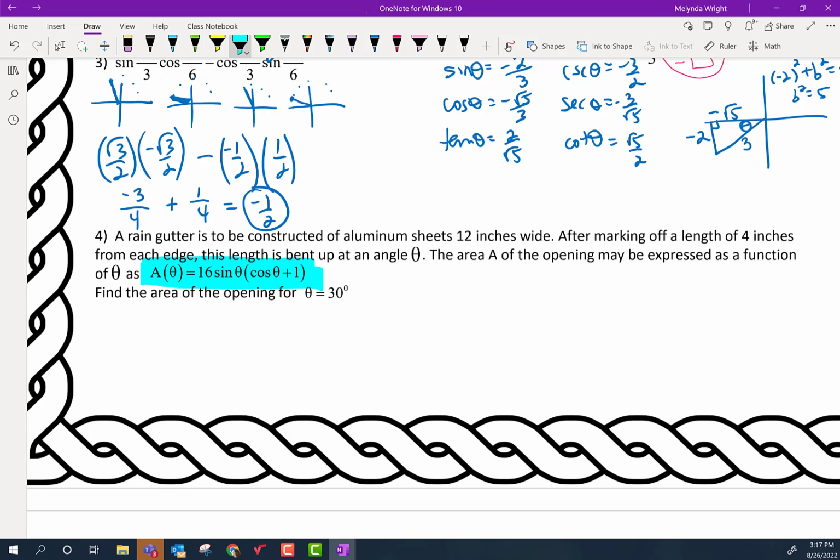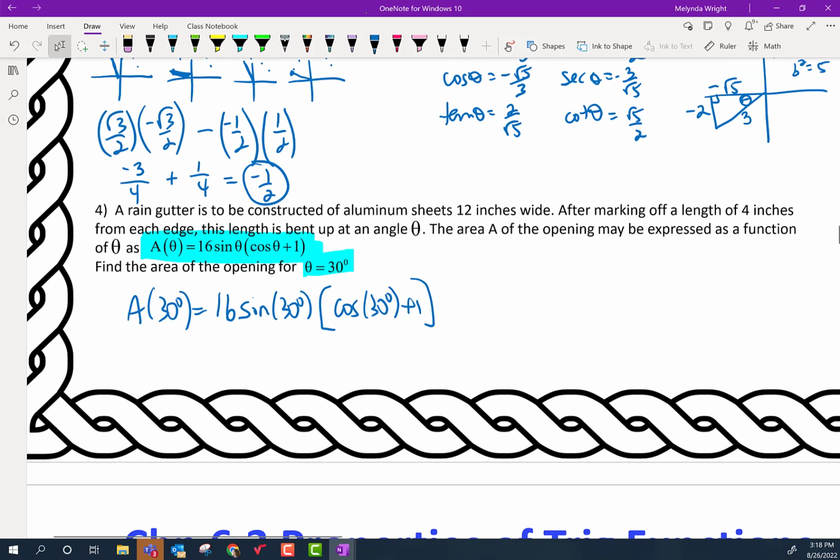We don't have to do anything except, if they tell us that theta is 30 degrees, well, okay, that's fine. Let's just plug into the formula. So A of 30 degrees is 16 sine of 30 degrees times cosine of 30 degrees plus 1. Okay, just unit circle stuff. It's fine. We got this.